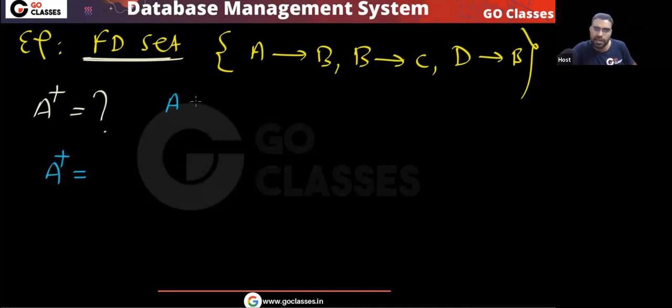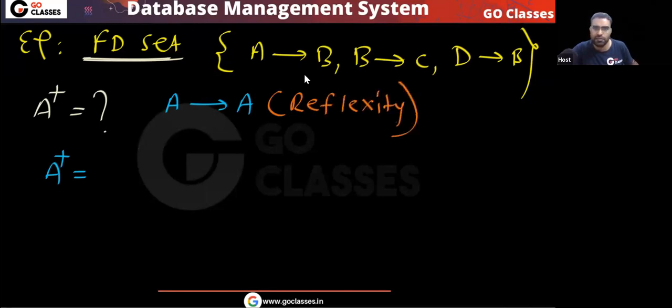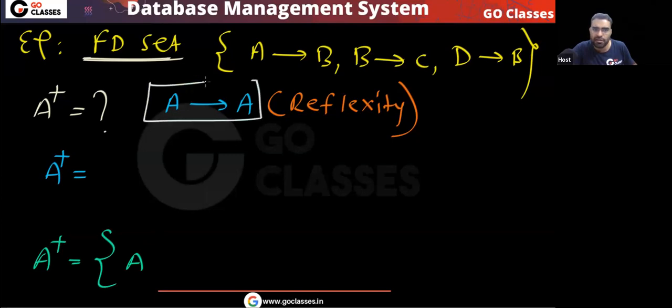Can I say A will determine A? Please tell me. By reflexivity, can I say that A will determine A? Agree with me? So I can say A will determine A. So in A plus, I will put all those which A can determine. Can I start with A? Yes. So you can notice A can determine A, so I can put A here. Very simple.